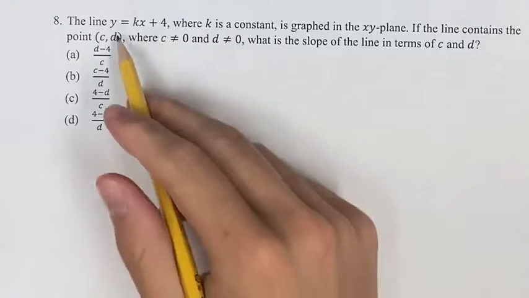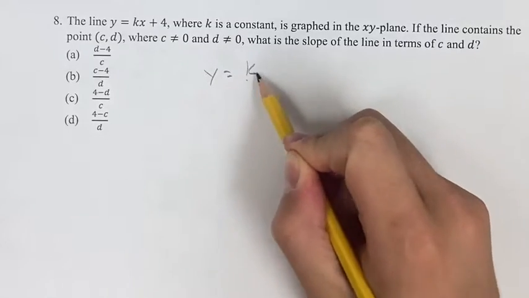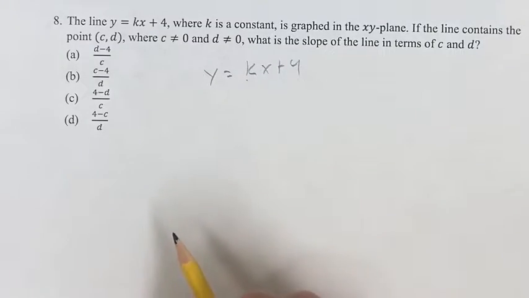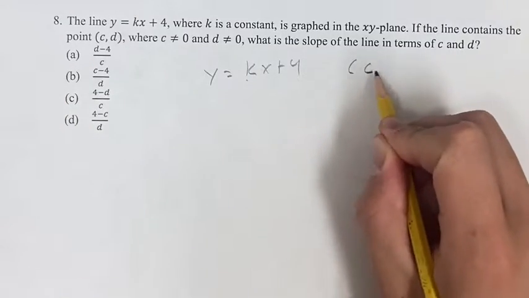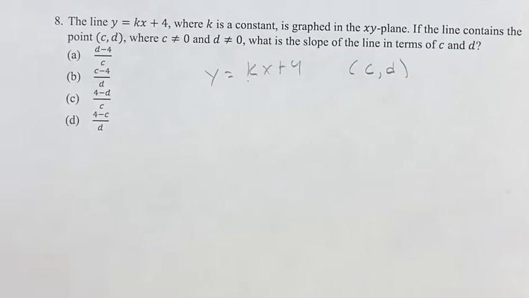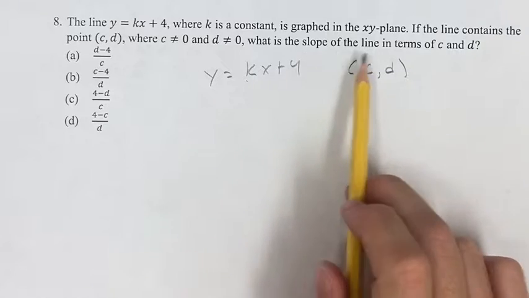In this problem, we're given the line y is equal to kx plus 4, and we're told that this line contains the point (c, d). Based off of this information, we're looking to find the slope of the line in terms of c and d.